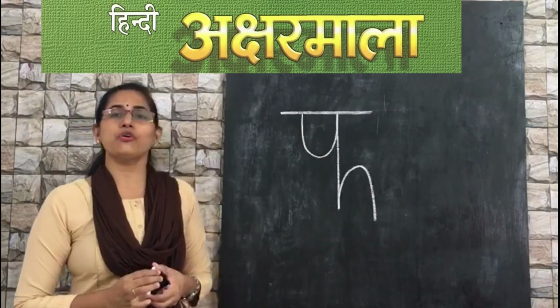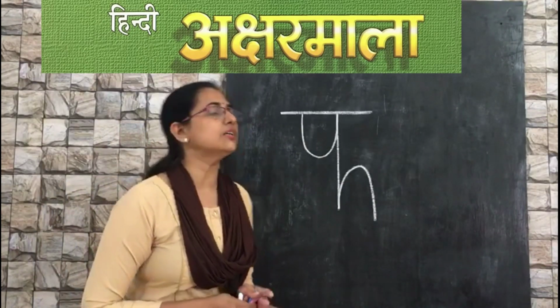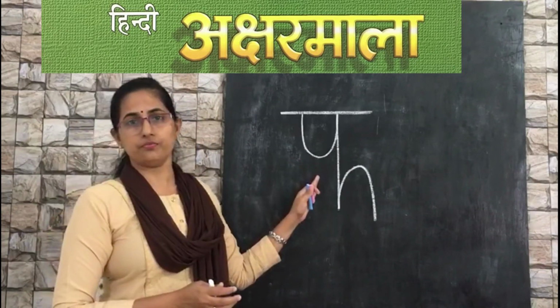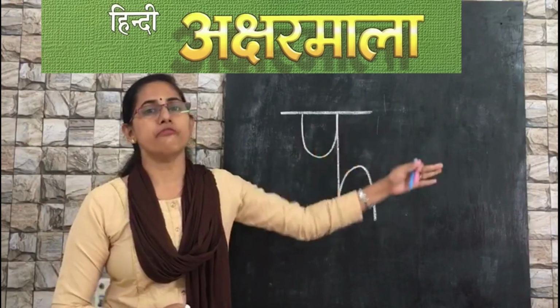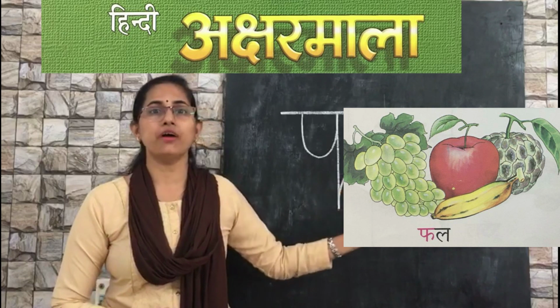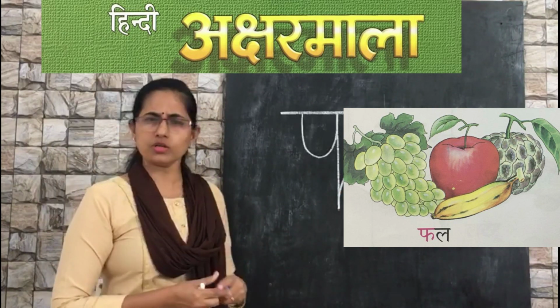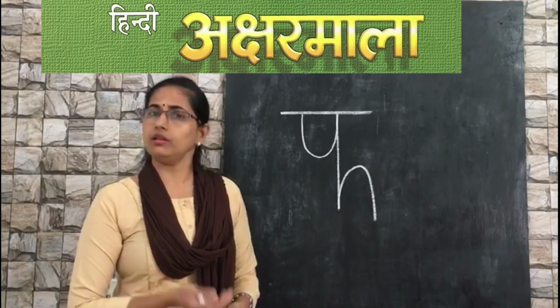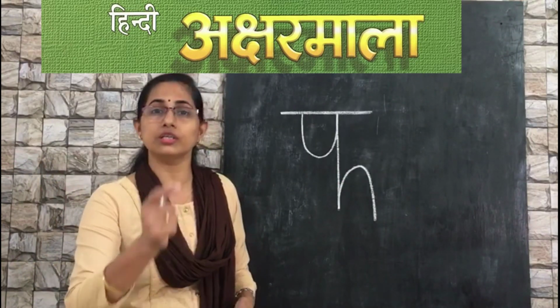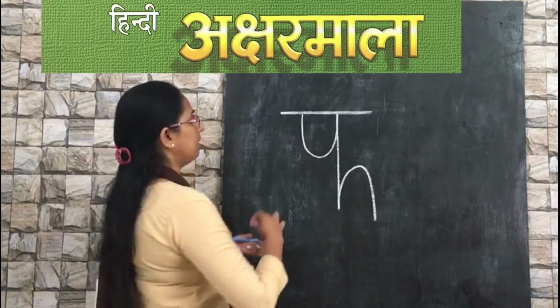So let me show you how to introduce this letter F, right? This is F. Fa se fal. Fal means fruits. Now ask your child, what is your favorite fruit? They may say apple, they may say mango. Then you can just draw the apple here.